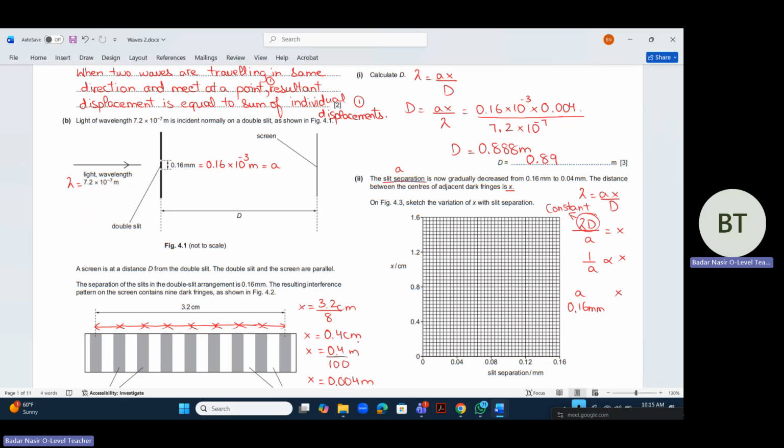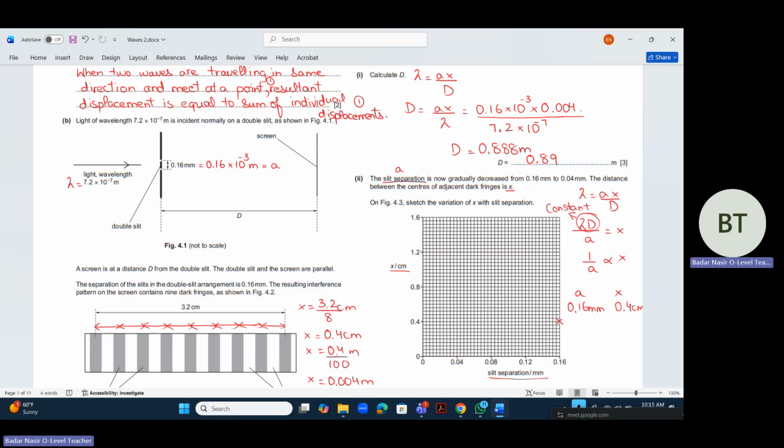It was 0.4 centimeter, because the values of X are taken in centimeters and the slit separation values are taken in millimeters. So we are going to use those values. X was 0.4 centimeter. So can I say that at 0.16, this is our point.